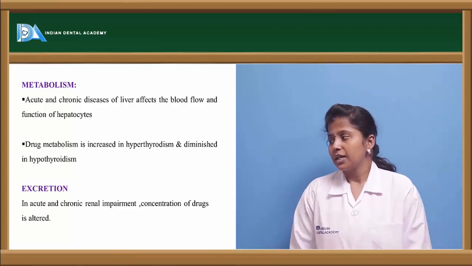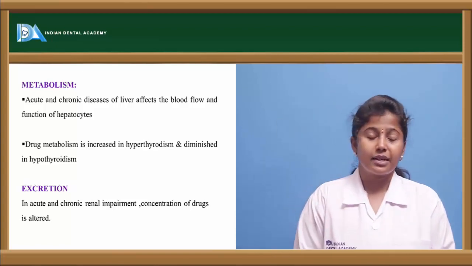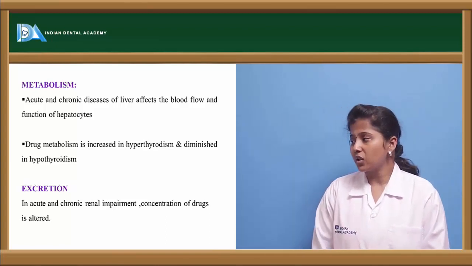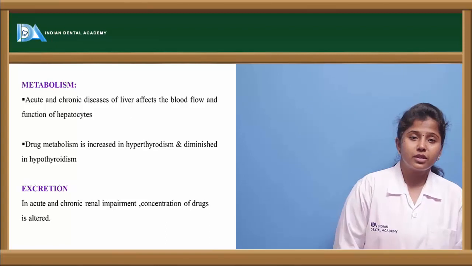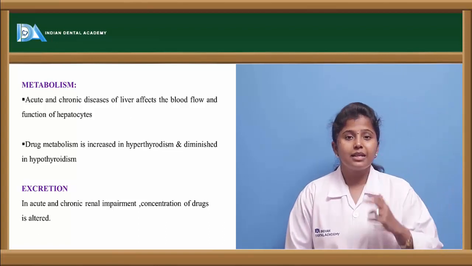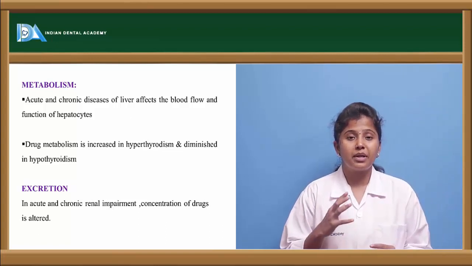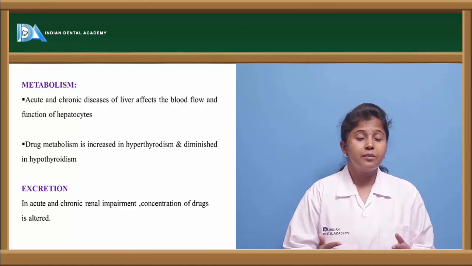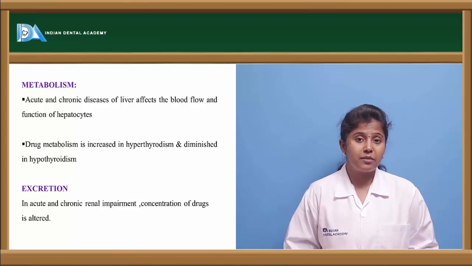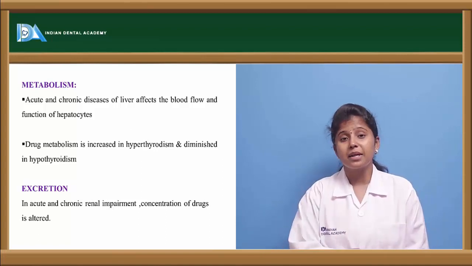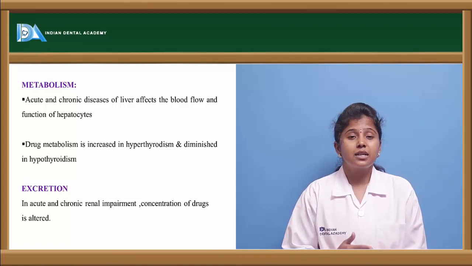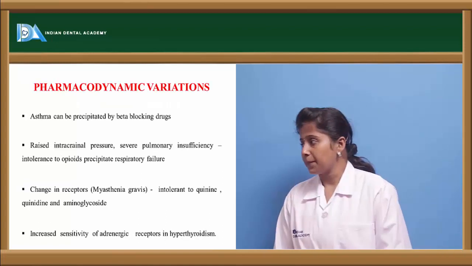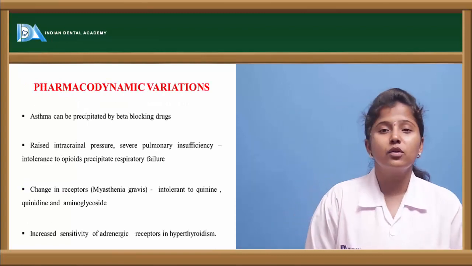And if we see how drugs are affected in excretion, in acute and chronic renal impairment the concentration of the drug is altered. If there is any impairment or improper functioning in the body, then the rate with which the drug has to be eliminated will be decreased, or sometimes it may be increased, in the sense that the drug will be eliminated out of the body without showing its therapeutic effect. The other thing is pharmacodynamic effects.